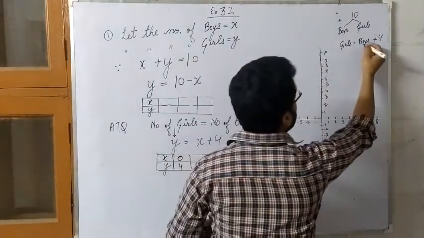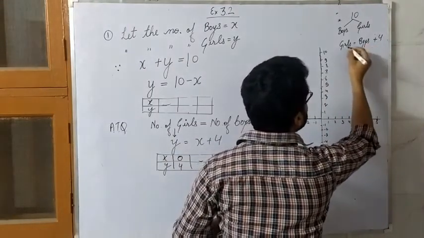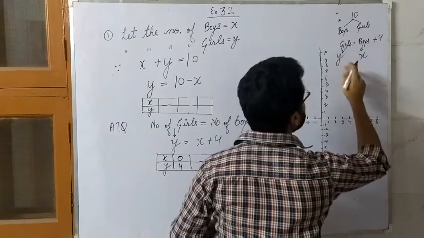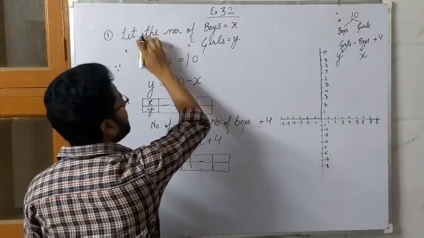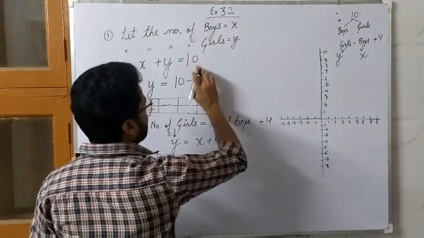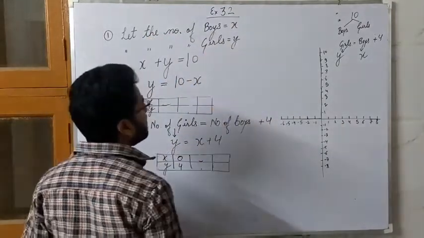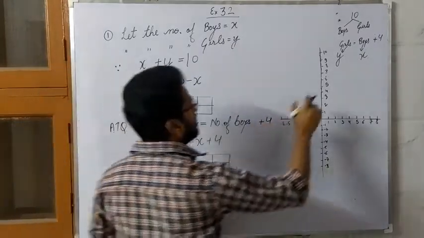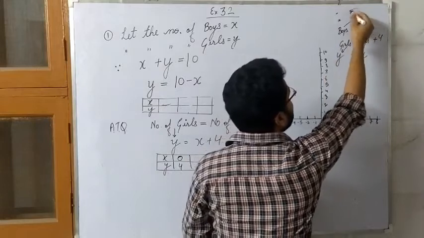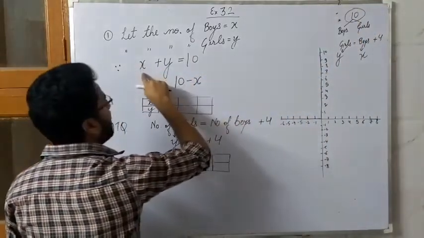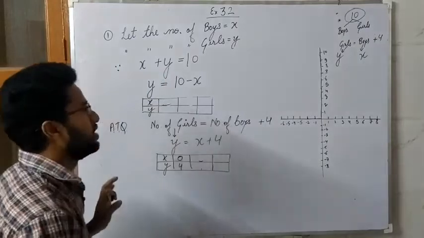So let's say the number of boys is x and the number of girls is y. So y will be x plus 4. How will we proceed? Let the number of boys be x and the number of girls be y. Total, when we combine boys and girls, how many students will we get? 10. So x plus y equals 10.